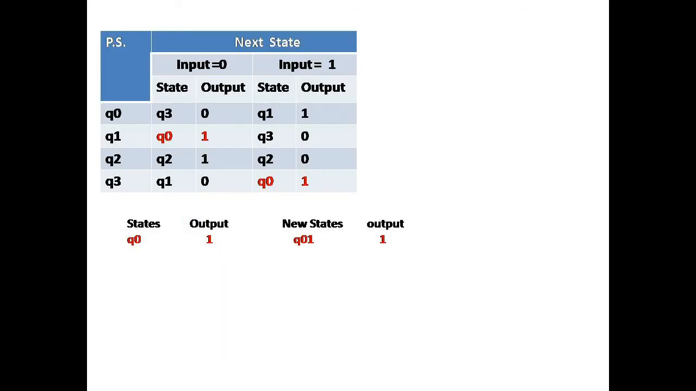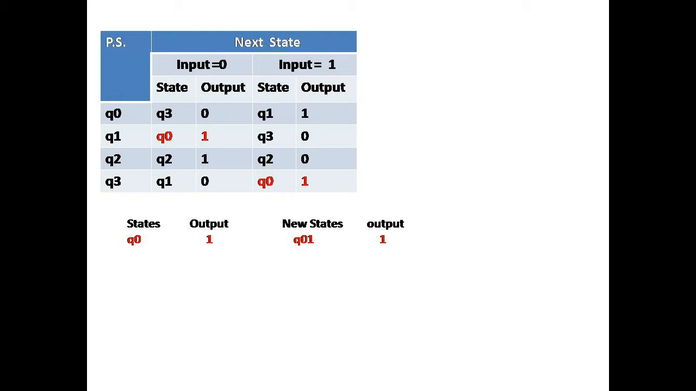Here we have the Mealy machine given, which is the transition table of the Mealy machine. This is a Mealy machine, where outputs are associated with input and states. The first step is to check these states in the transition table and see if there are any states that give different outputs for different inputs.